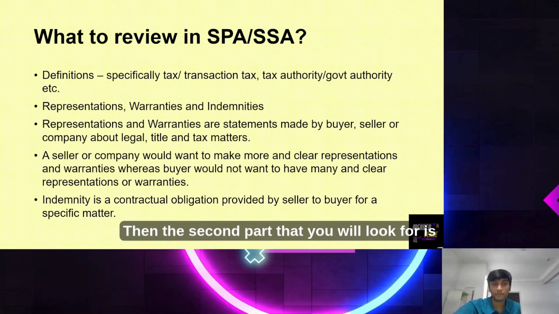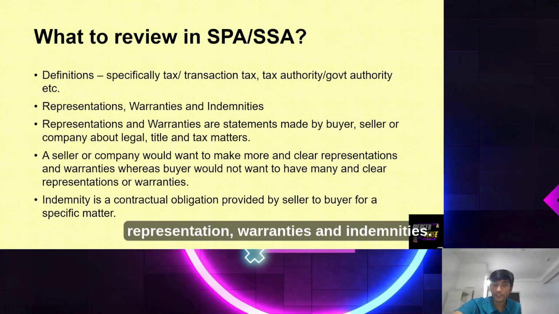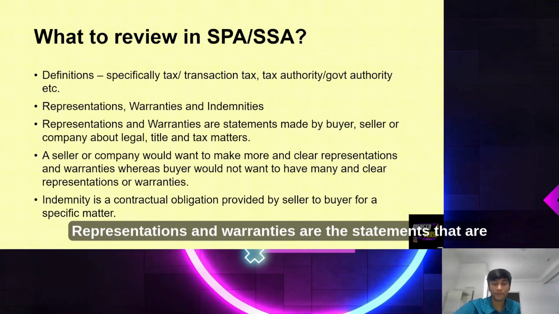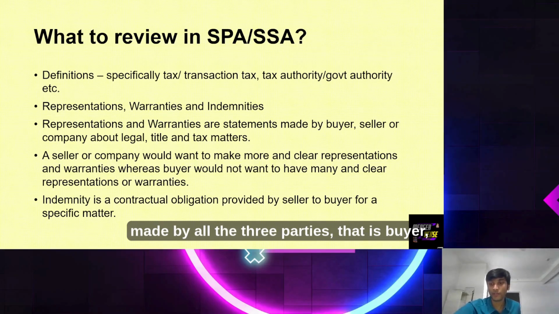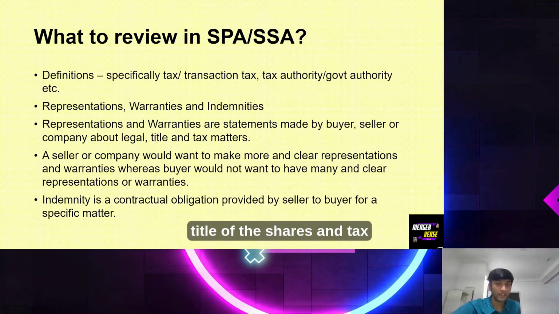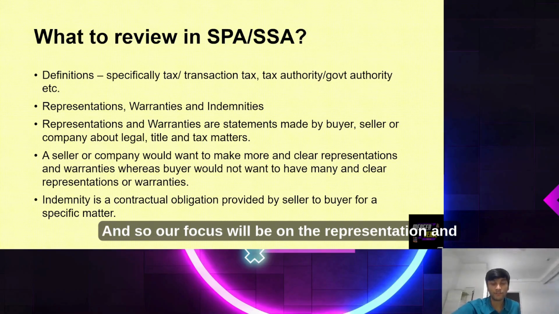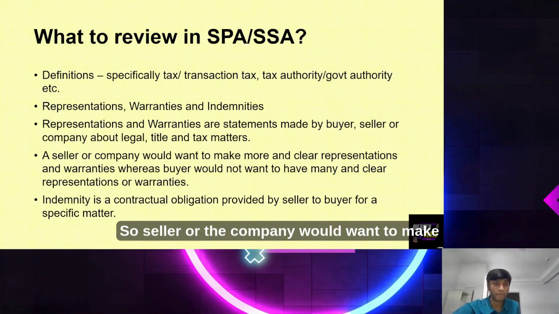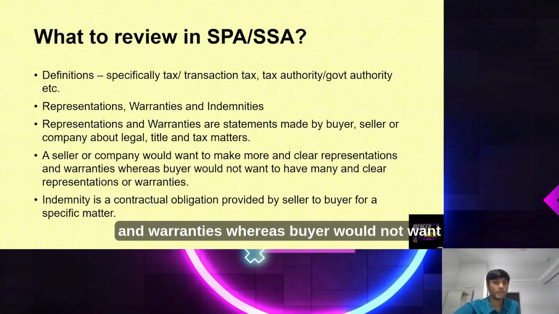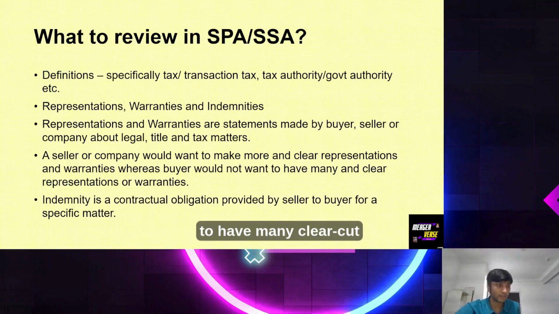Then the second part that you will look for is representations, warranties, and indemnities. Representations and warranties are the statements that are made by all the three parties, that is buyer, seller, and the company, about the legal matters, title of the shares, and tax matters as well. And so our focus will be on the representations and warranties. The seller or the company would want to make more clear representations and warranties, whereas the buyer would not want to have many clear cut warranties in that.